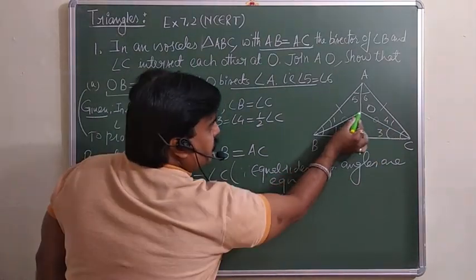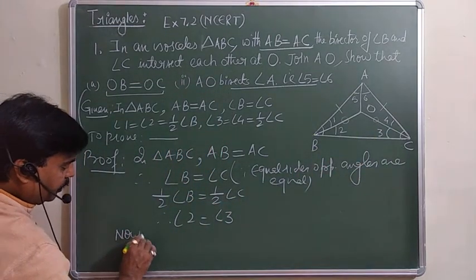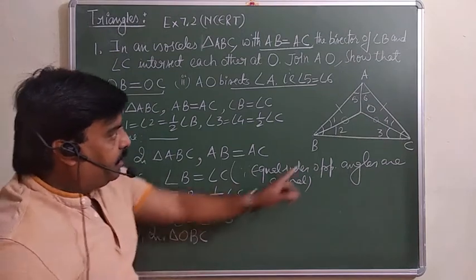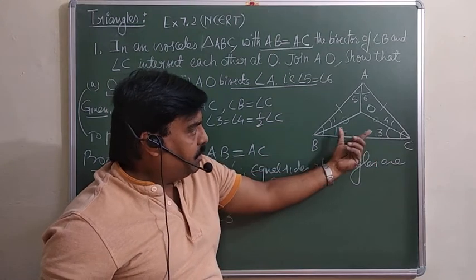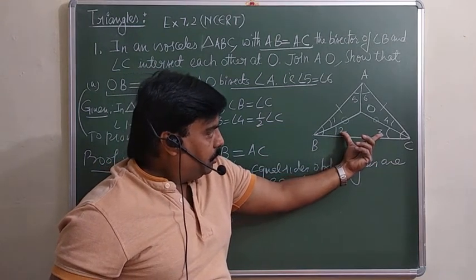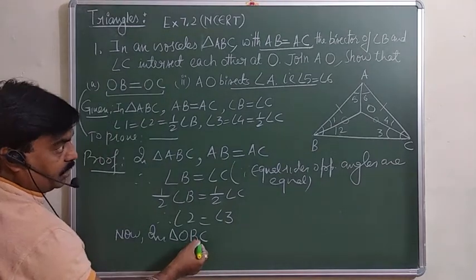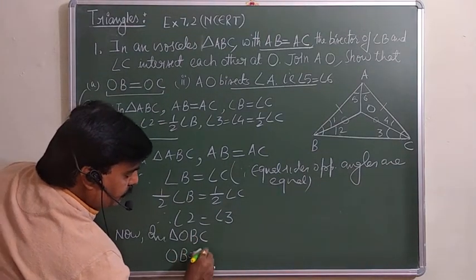Now take triangle OBC. In triangle OBC, what are you getting? Angle 2 is equal to angle 3. It means two equal angles, opposite sides are always equal. So therefore you can say OB is equal to OC.